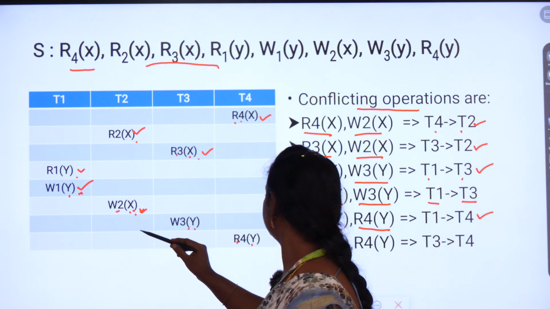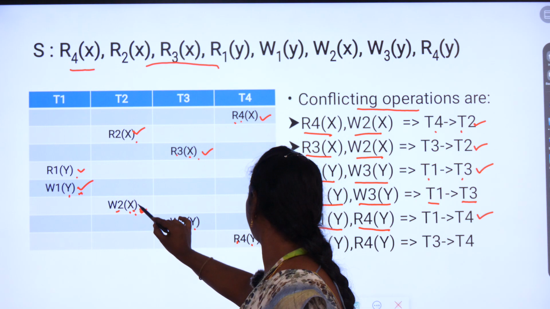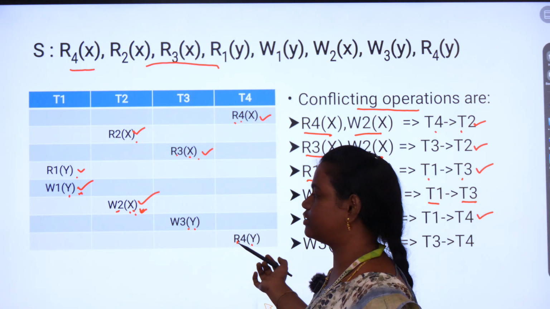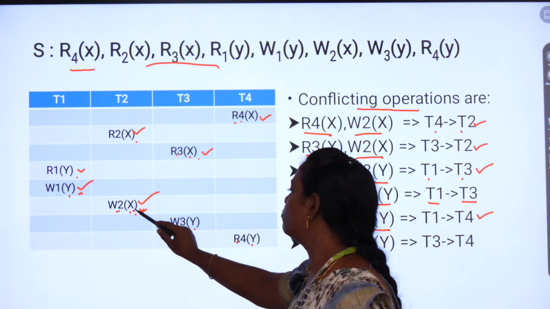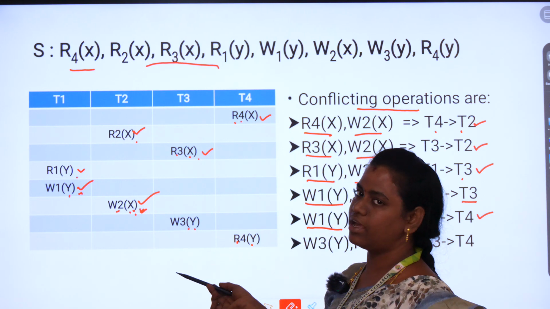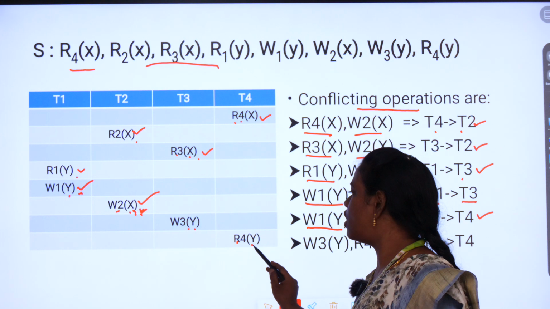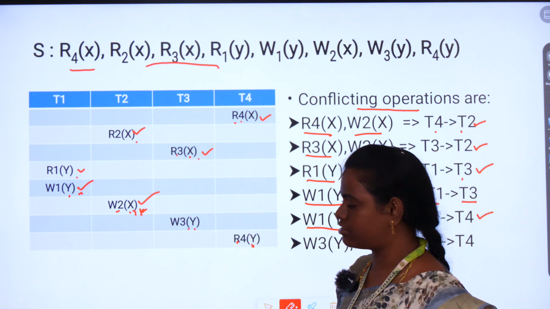So next instruction: here I have checked for W1, so next I need to check W2 of x. I am going to compare W2 of x with the remaining transactions. So here W2 of x is compared with W3 of y. Both are performing operations on different data, so definitely there is no conflict. So I am going to compare W2 of x with R4 of y. Both are performing on different data items, so definitely there is no conflict.